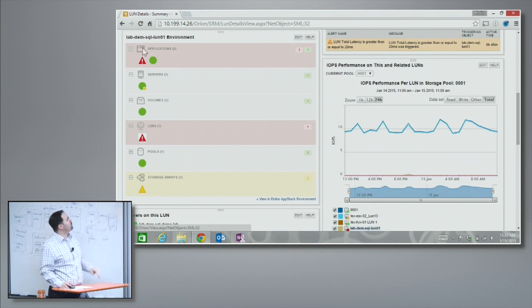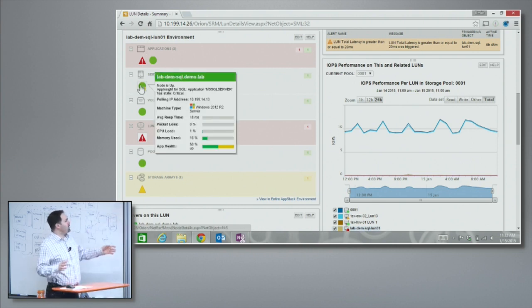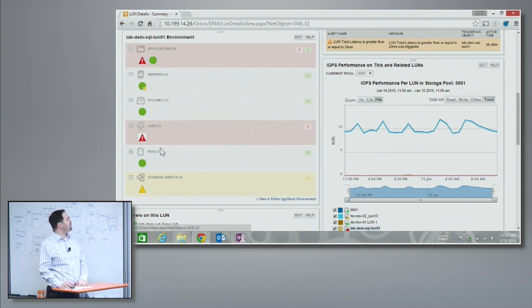I might not have a server issue, right? In this case, my CPU and memory loads are just fine on this server, so I don't have to worry about that. I'm not going to focus on that. I'm going to focus on my LUN and my application to see what's going on there. So bringing that together to really reduce the amount of time it takes to get to root cause is really huge here.